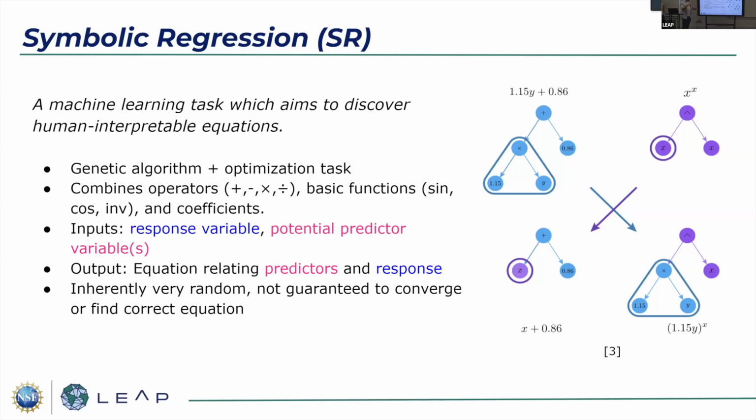Something that's very important to mention is that this algorithm has a lot of randomness in it. And so when you're optimizing, you're going over a non-convex loss function. There's absolutely no guarantee that this is going to converge. And in real terms, this means that there's absolutely no guarantee that we're going to find the right equation.